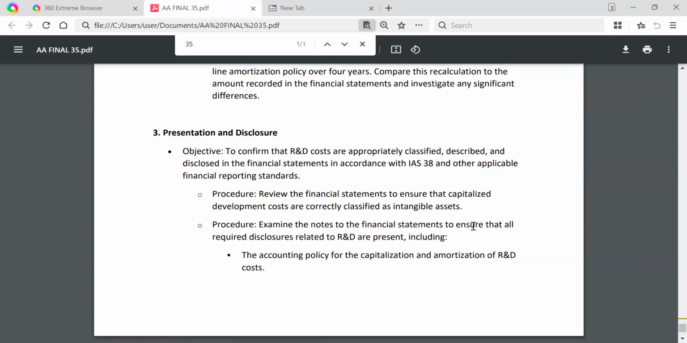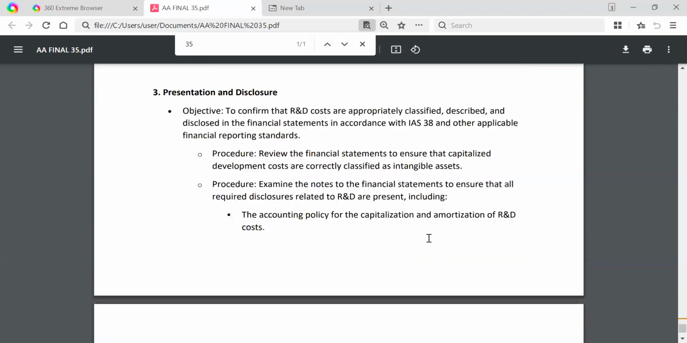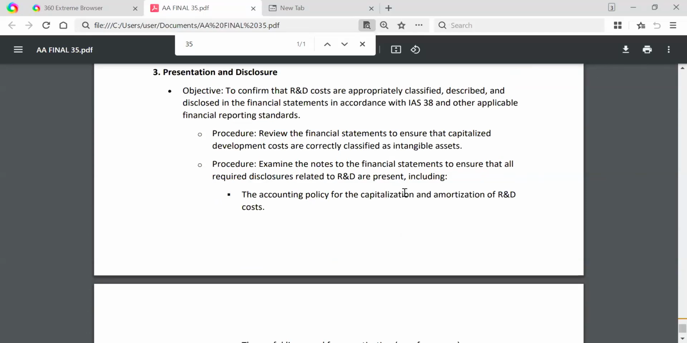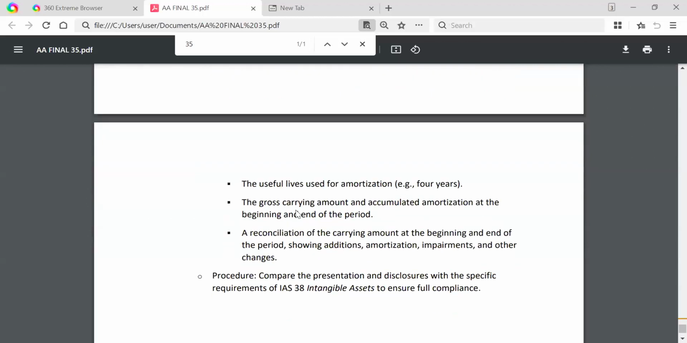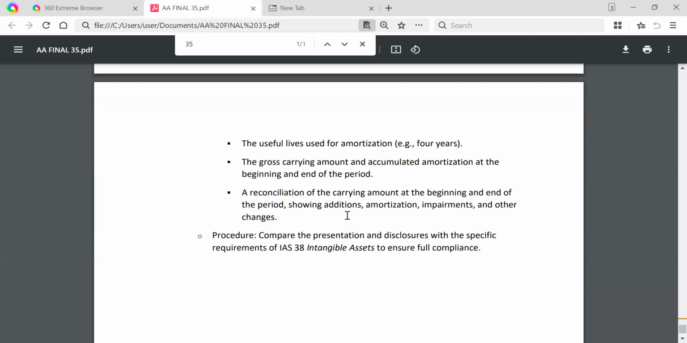Examine the notes to the financial statements to ensure that all required disclosures relating to R&D are present, including the accounting policy for capitalization and amortization of research and development costs, the useful lives for amortization, e.g. 4 years, the gross carrying amount and accumulated amortization at the beginning and the end of the period, a reconciliation of the carrying amounts at the beginning and end of the period, showing additions, amortization, impairment, and other changes.